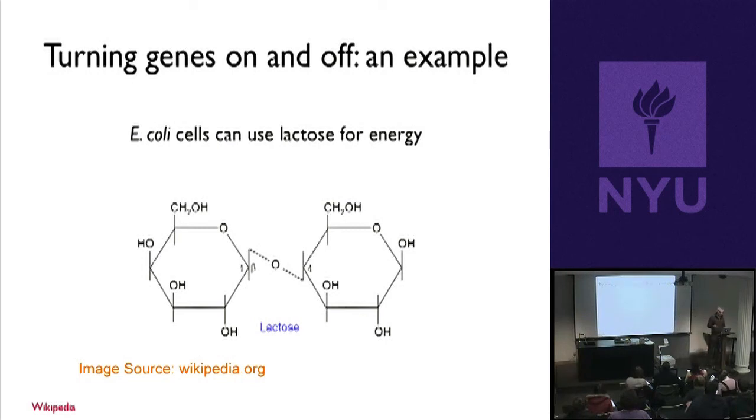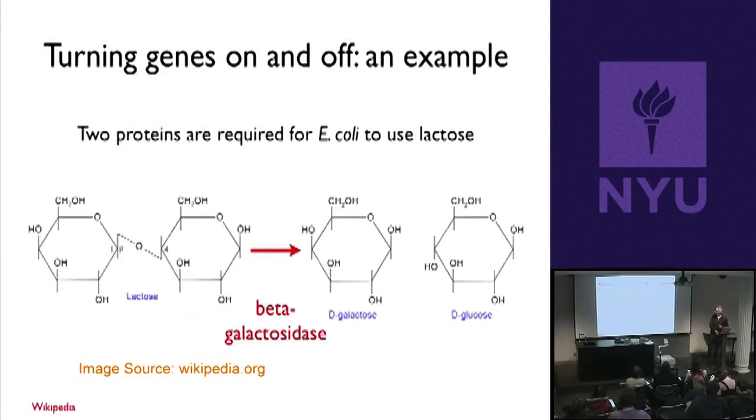Lactose is a simple disaccharide. That is, it's a sugar that's made out of two simple sugar units. Those two sugars are galactose and glucose, okay? And so in order for E. coli to use lactose, it needs two proteins, basically, okay? It needs one protein, which is an enzyme called beta-galactosidase, and the job of that enzyme is to break lactose into its two component sugars, okay? If you have a test tube with lactose in it and you add this enzyme, you get galactose and glucose, okay? That's the first step in E. coli using this sugar for energy. It needs to first convert it to galactose and glucose, okay? And so beta-galactosidase is sometimes a mouthful, and so we abbreviate that as LACZ, as you'll see in a second.